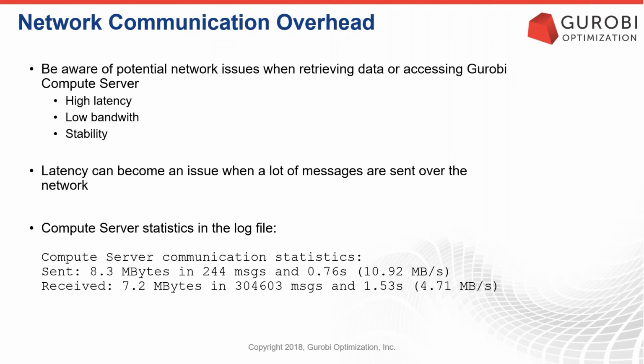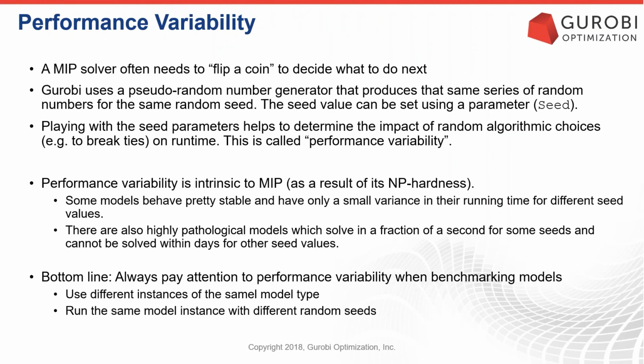So this is all in the log file, and it's usually helpful to take a look to find out how much data was actually transferred. Before we move over to the next topic, we really need to talk about performance variability. This is the most important aspect when we talk about benchmarking models. Actually, it happens all the time.